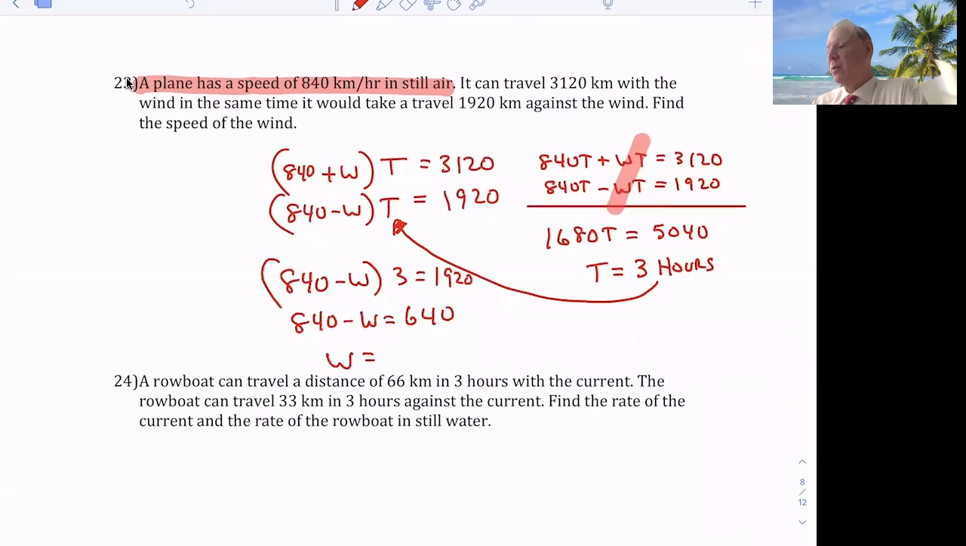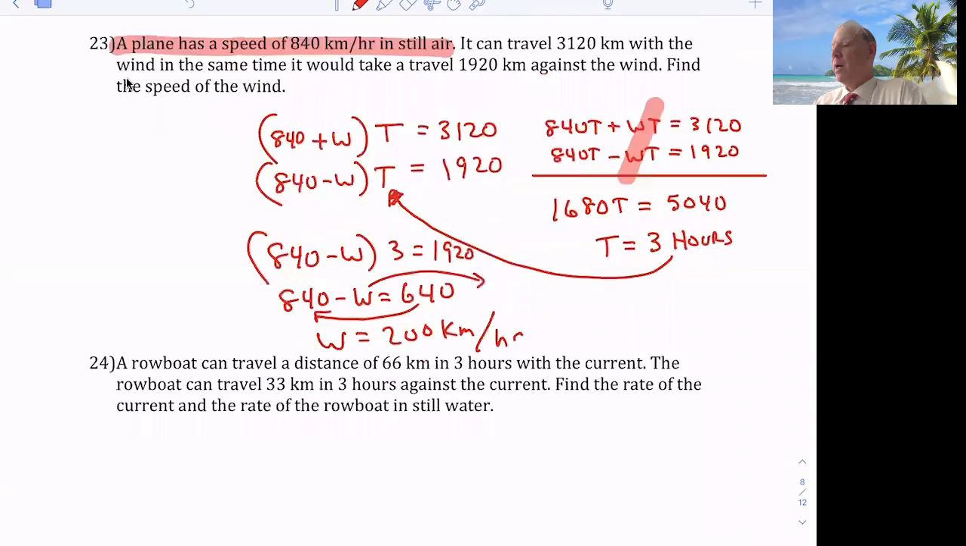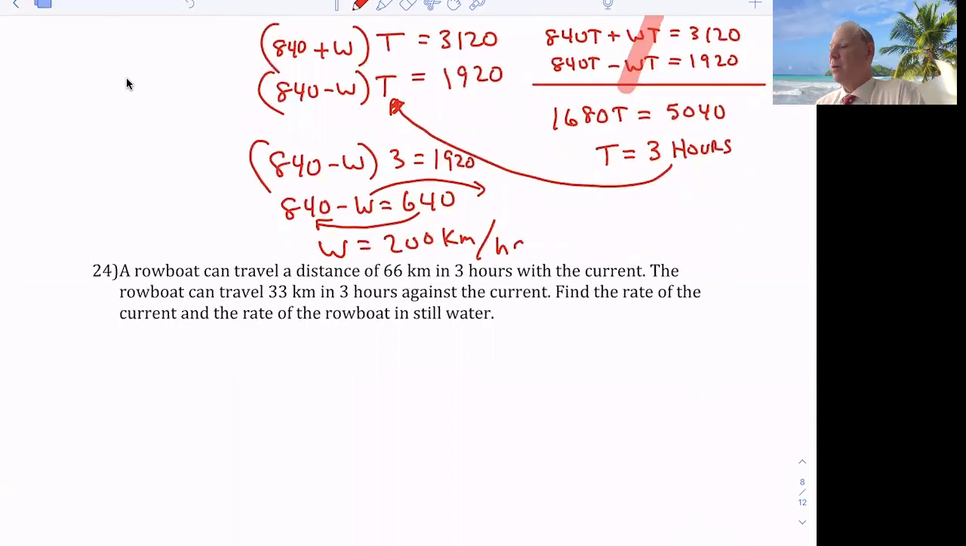The wind is 200. Is it negative? I don't think so. But remember, I added W and subtracted 640. You got to be real careful with that, right? You see that, Austin? Yeah. All right, so the wind was 200 kilometers per hour.